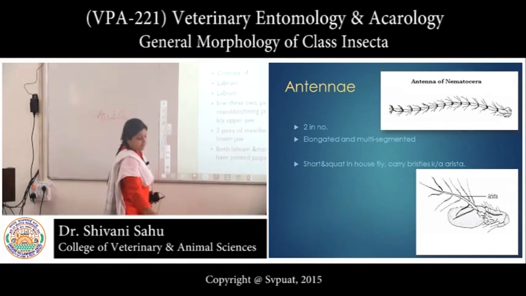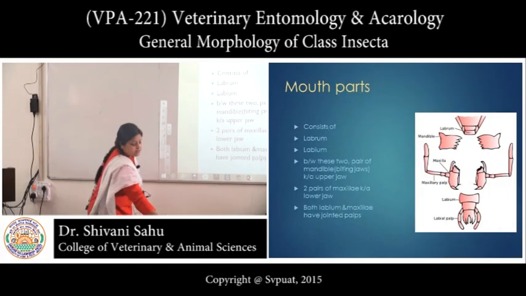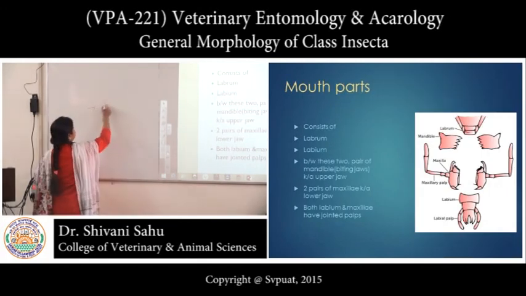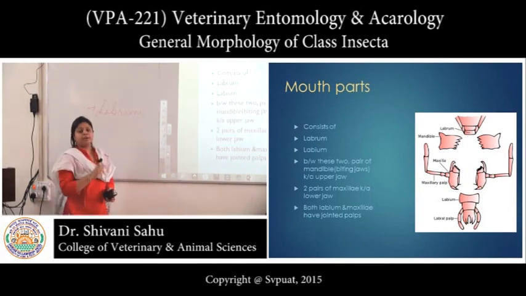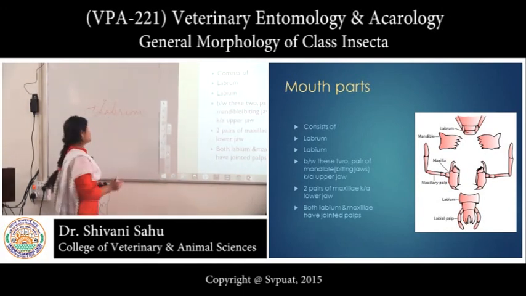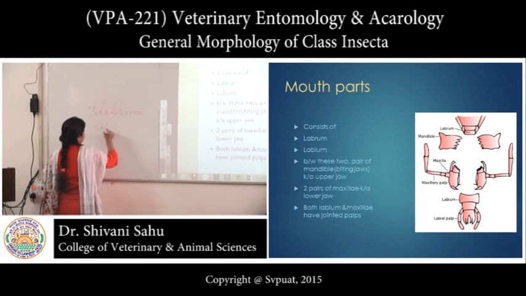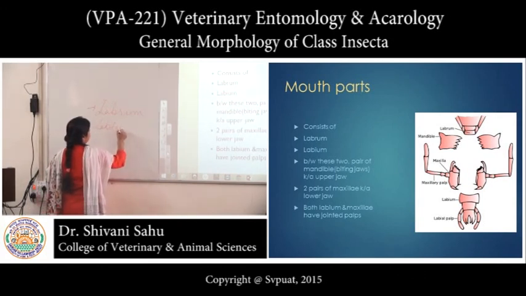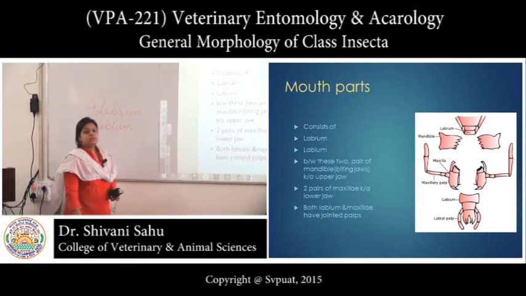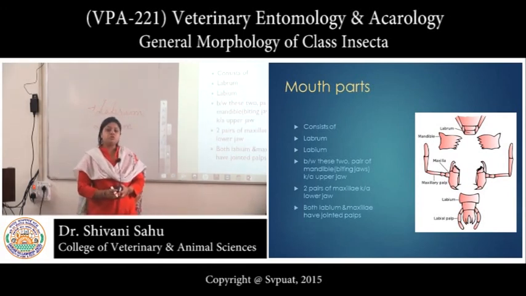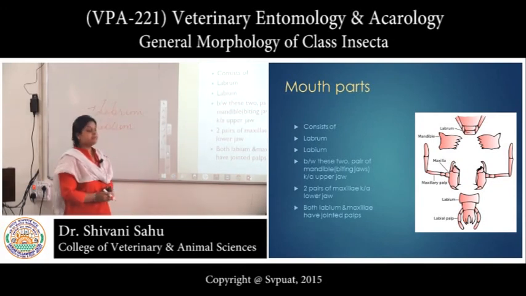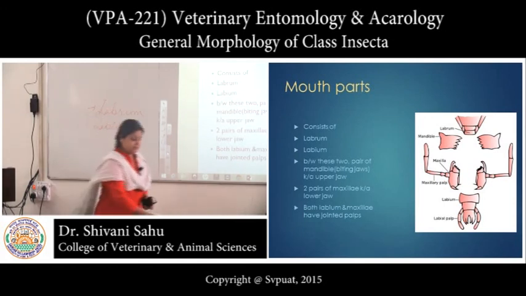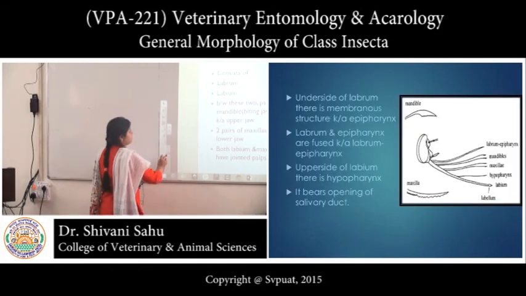Next are the mouth parts. It consists of the upper lip known as labrum, which forms the upper boundary of the mouth. Next is labium, which is the lower lip. Between these two, labrum and labium, there are two pairs of mandibles, which are known as biting jaws, and two pairs of maxillae. Both this labium and maxillae bear jointed palps, which are sensory in nature.